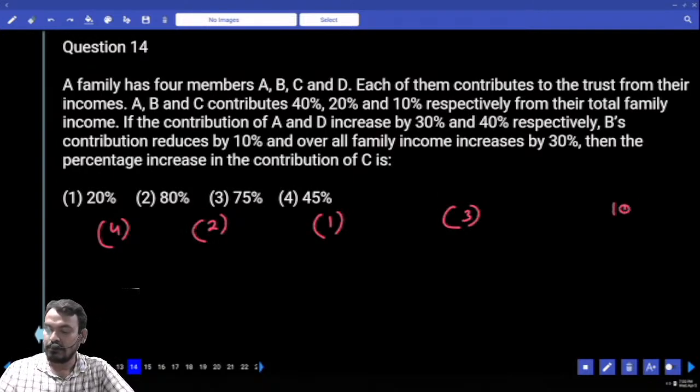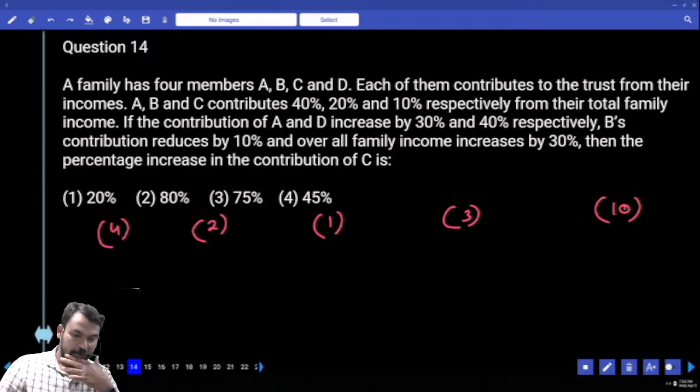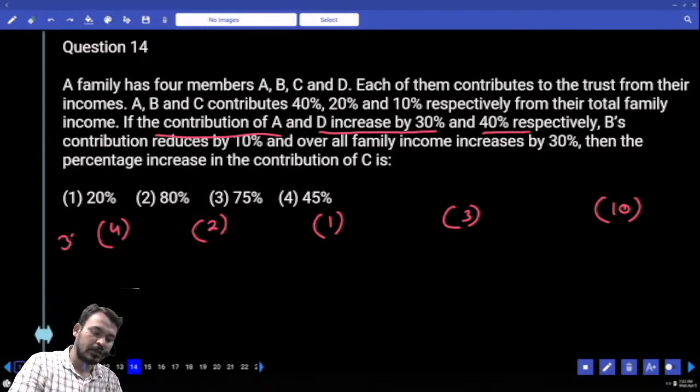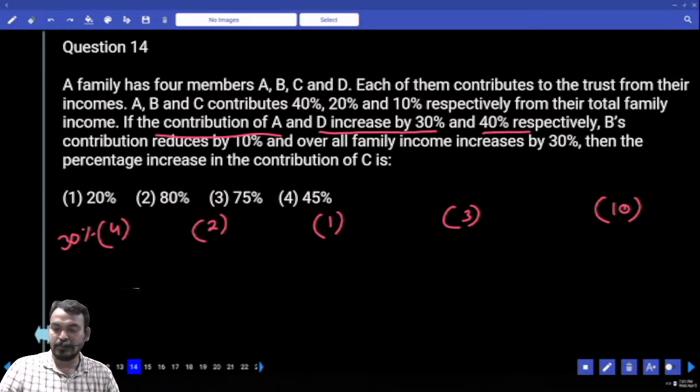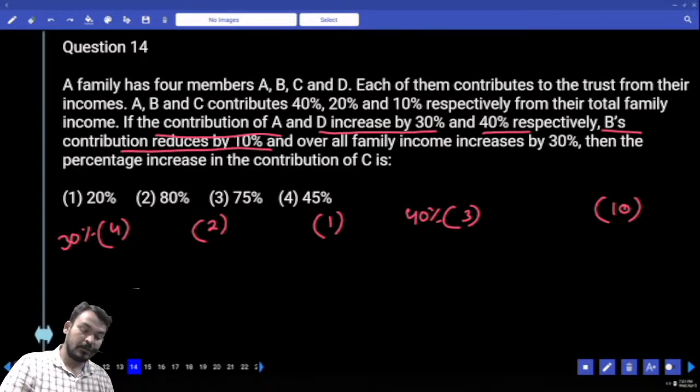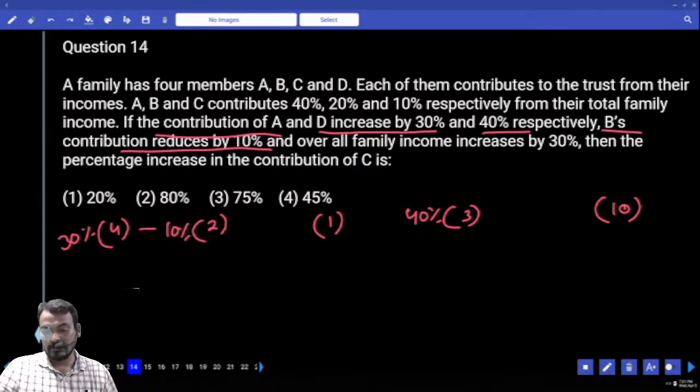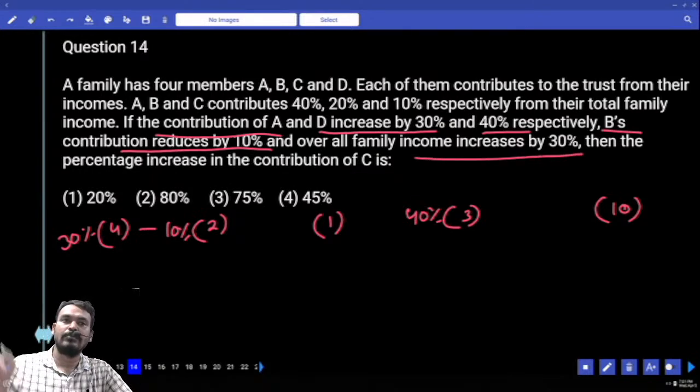Total 10 parts. Okay. If the contributions of A and D are increased by 30% and 40%, A how much percent is increased? 30%. D how much percent is increased? 40%. Next, B's contribution is reduced by how much? 10%. Out of 2 parts, how much percent is the reduction? 10%. Negative or positive? Negative. And family income is increased by how much? 30%. Family income means overall or not? Overall how many parts? 10 parts.